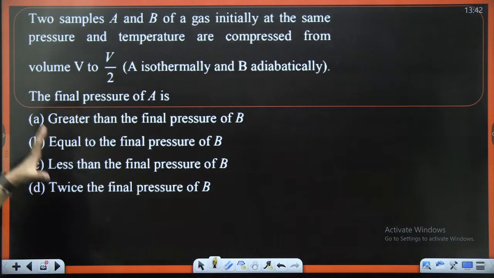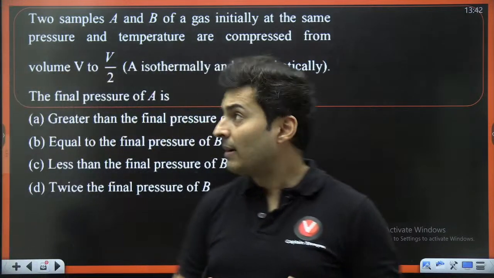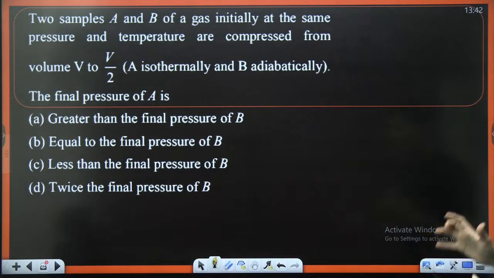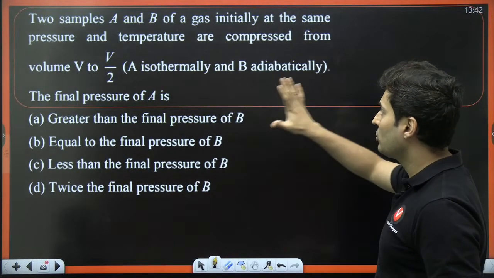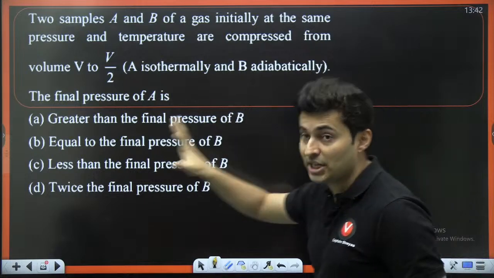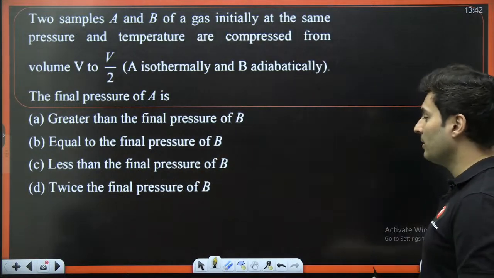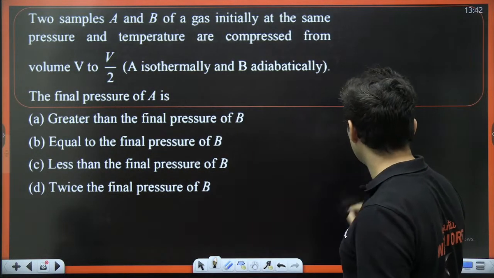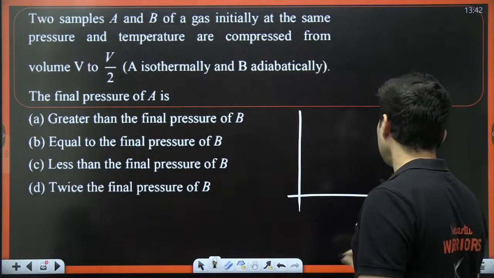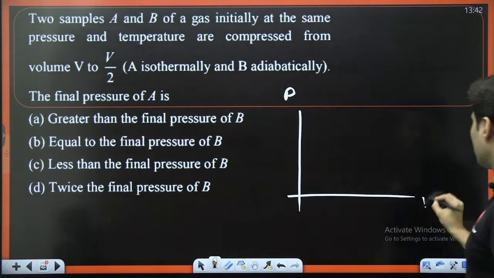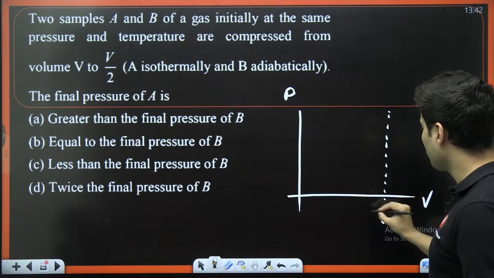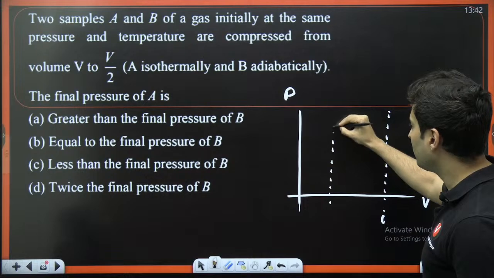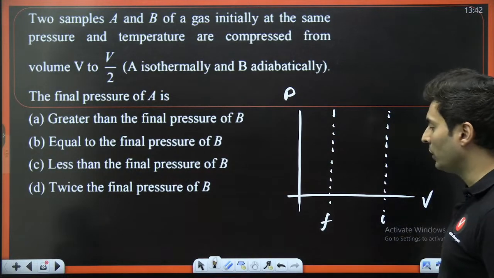Next one. Two samples A and B of a gas initially at the same pressure and temperature are compressed from V to V by 2. One is isothermal, one is adiabatic. Compression, not expansion. Final pressure of A is, okay, let's draw a graph. This is your pressure, this is your volume. This was your initial volume and you compress it. That means this is your final volume.